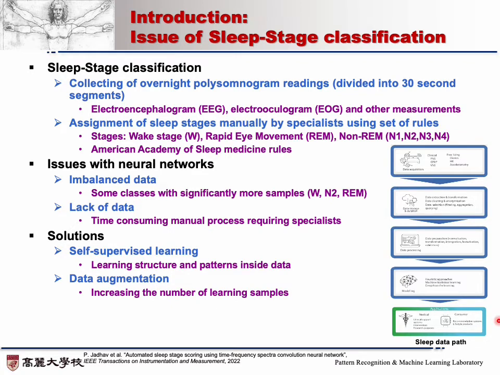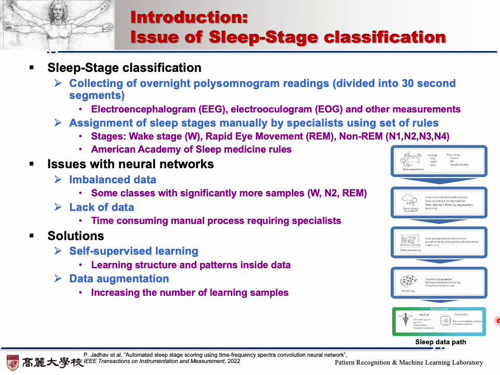It takes a lot of time for a specialist to classify the data because the data is acquired during the whole night. Thus, machine learning methods were introduced as an alternative to do automatic classification. But there are some issues with them.